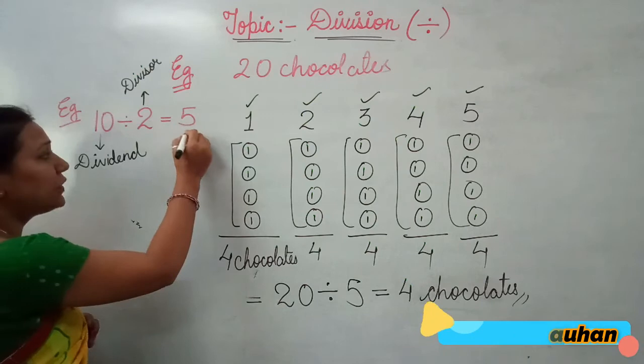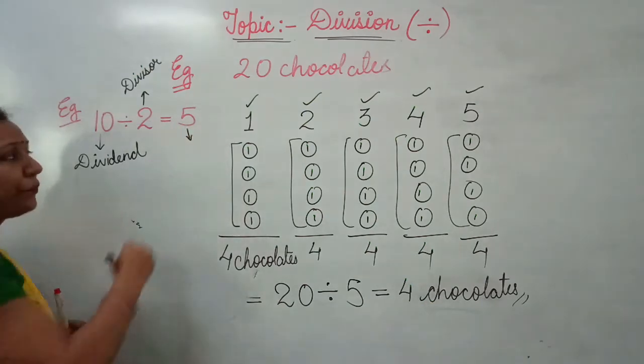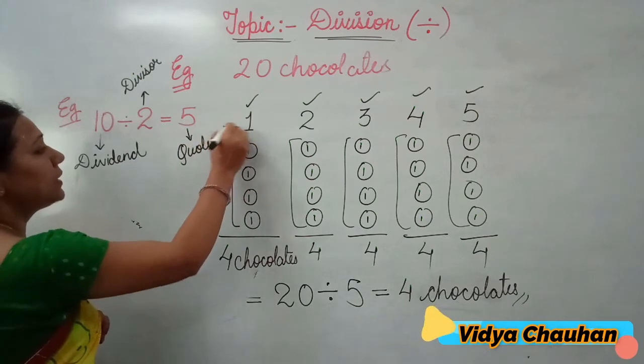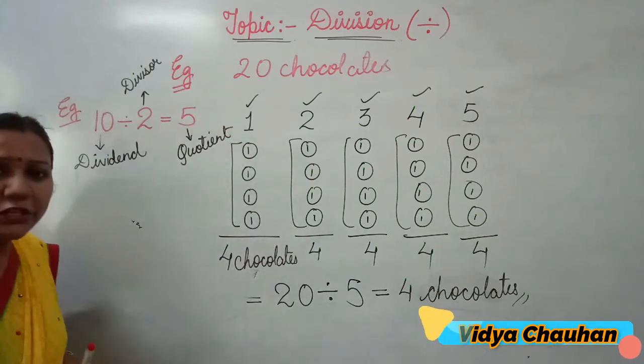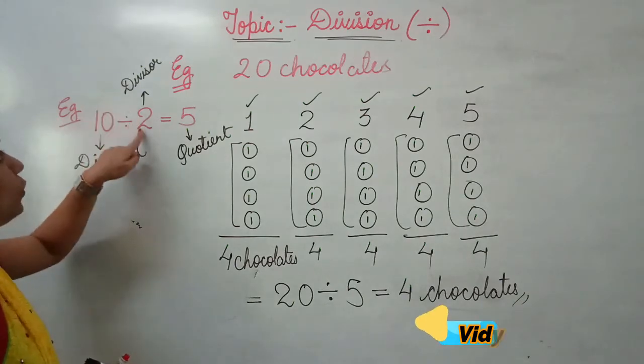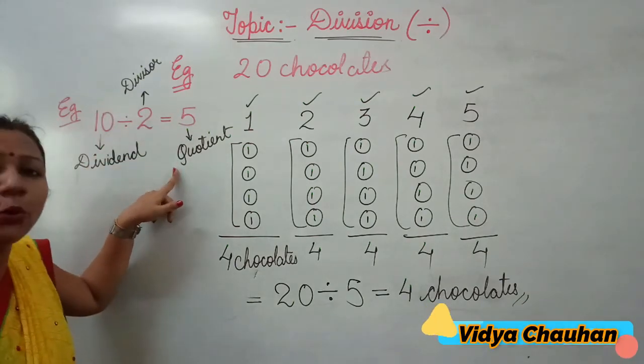And the final answer which you will get after division, that is called its quotient. It is quotient. Right, children? So now this is dividend. So our 10 is the dividend, 2 is divisor, and 5 is our quotient.